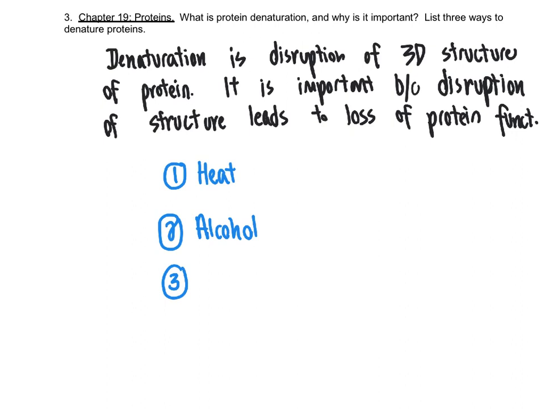Item number 3 on the list of ways to disrupt or denature proteins is going to be to change the pH of the environment that the protein is in. If you change the pH substantially enough, you're going to lead to irreversible damage to the protein structure. You're going to disrupt its tertiary structure. So those are going to be 3 ways to denature proteins.